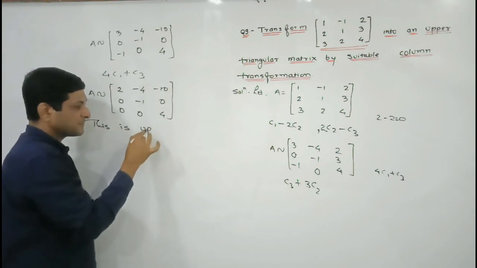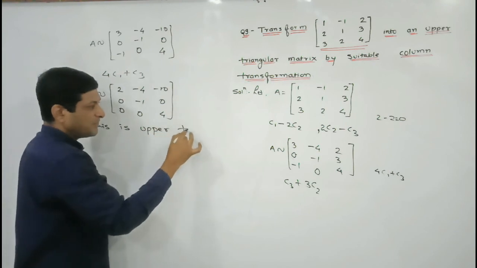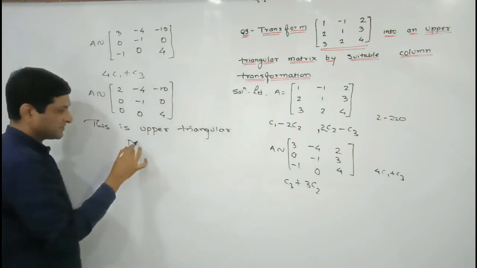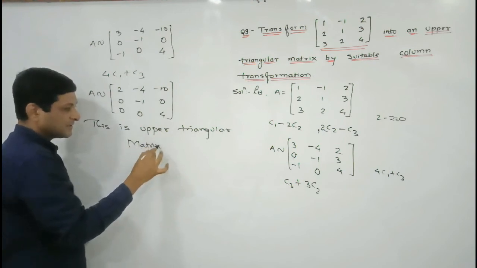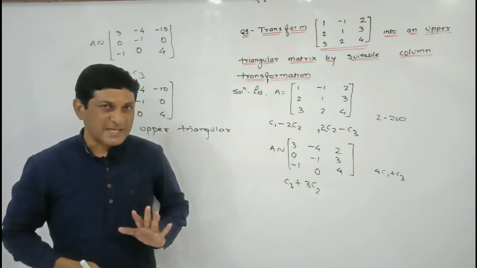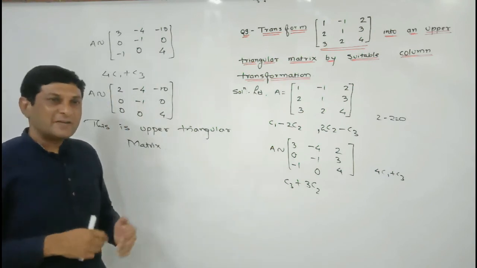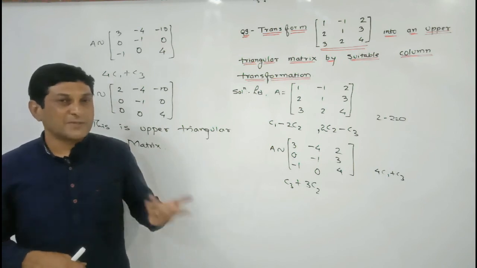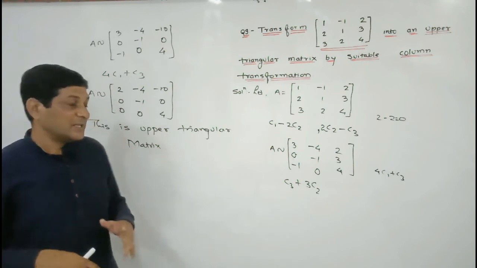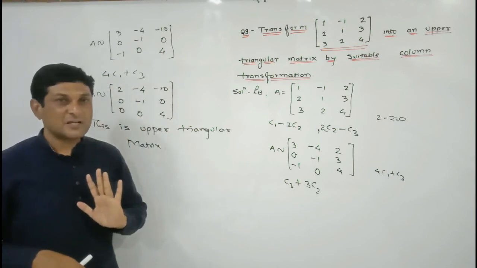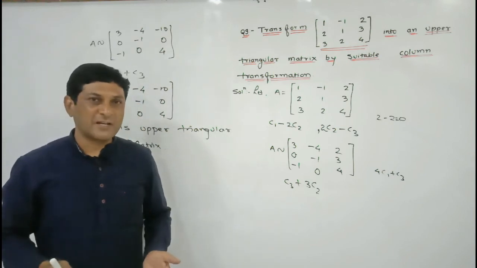This is an upper triangular matrix. Okay, in this way we have completed all the examples from this exercise. Remember that whenever we are converting a matrix into an upper triangular matrix, the answer may vary. When we can say that it is upper triangular, all the elements below the diagonal elements are 0, means we can say that it is an upper triangular matrix.